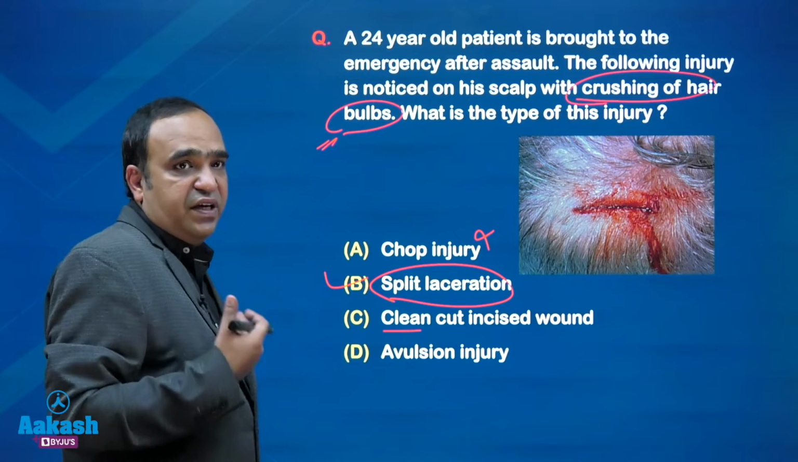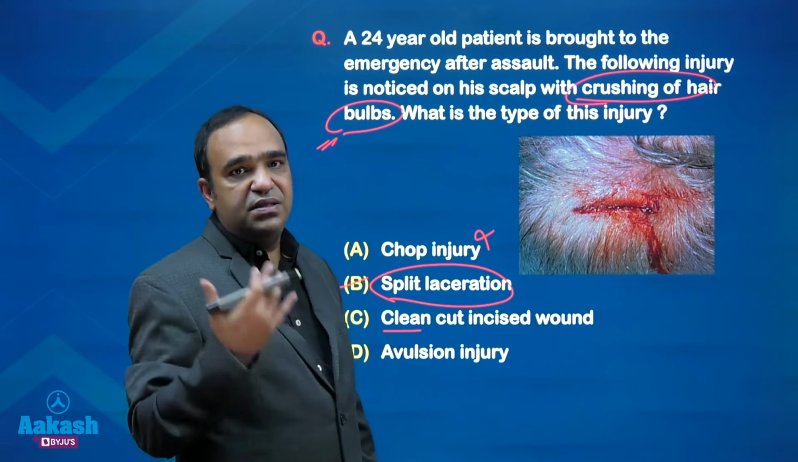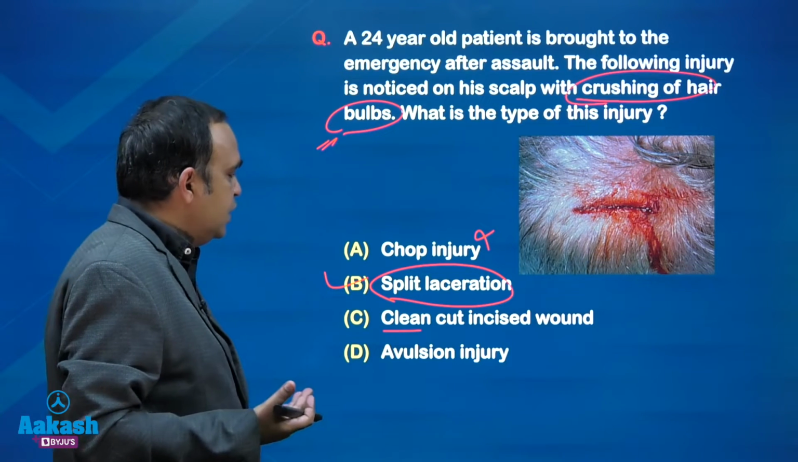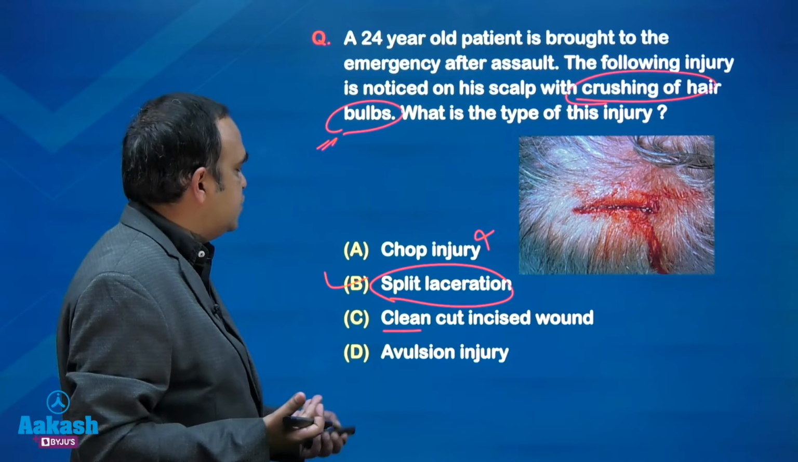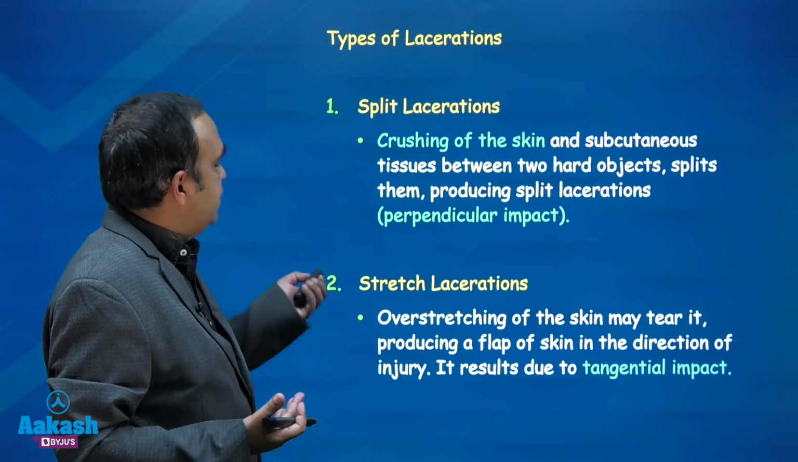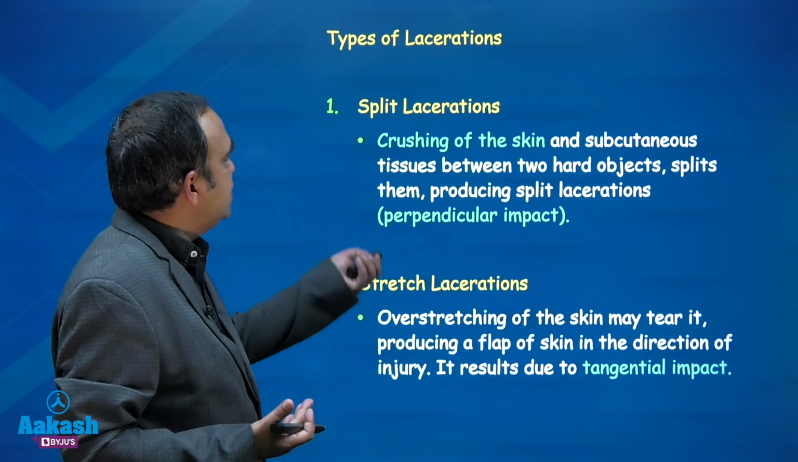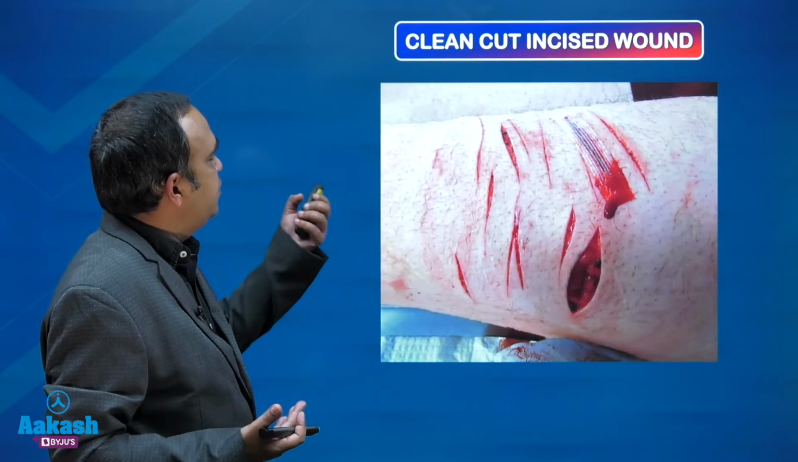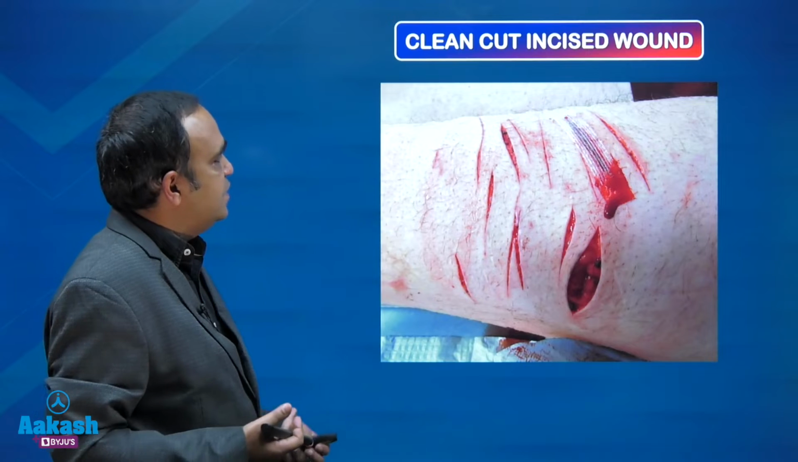Avulsion is a degloving injury, separation of the skin fold, which I'll show you. So it's a clear cut, straightforward split laceration, right? I'm not going into this, I have already told you. Well, let me show you the pictures. That's a clean cut incised wound.